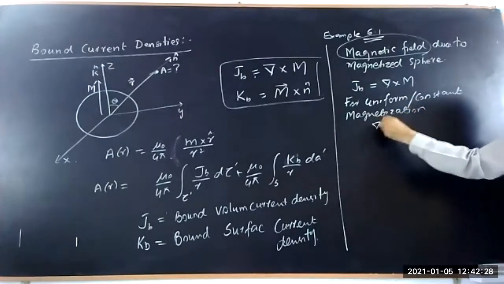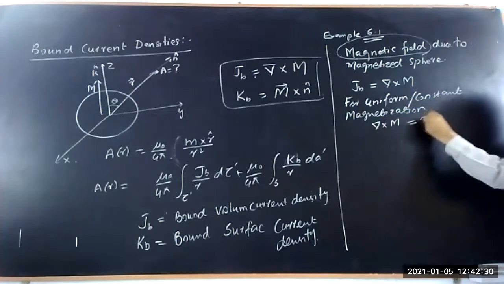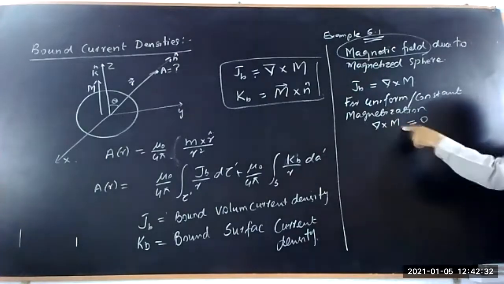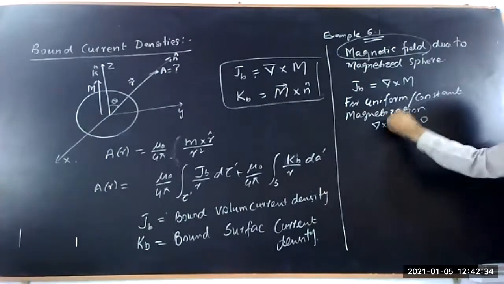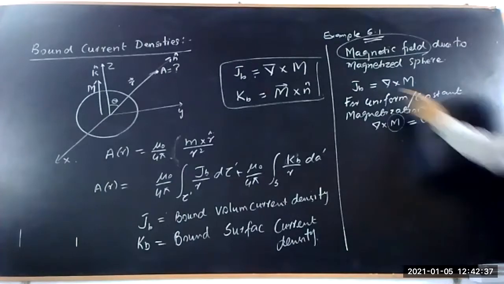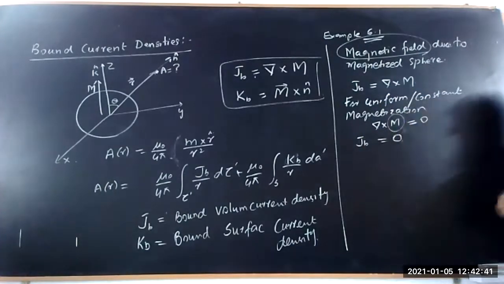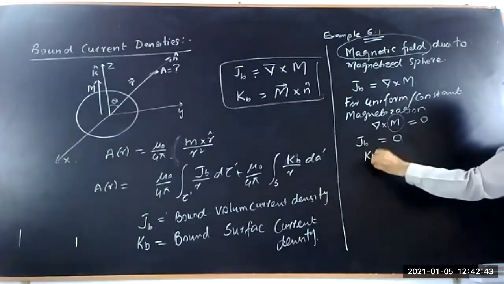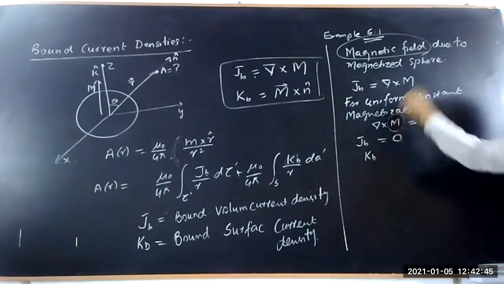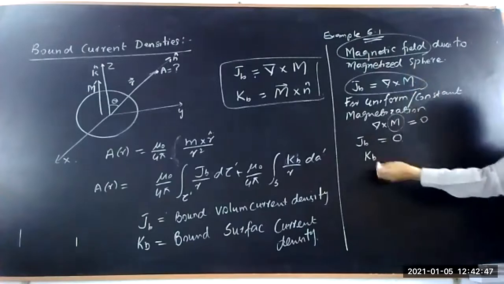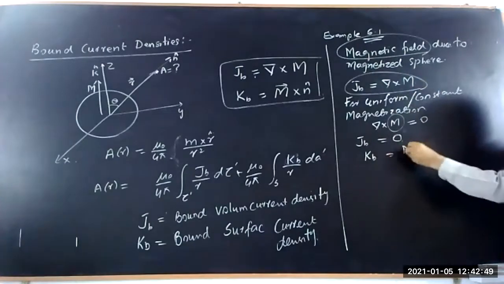Curl of M is equal to 0. It means the rotation of M is 0 because this M is uniform. So therefore J of B is equal to 0. The second thing is K of B. It means we have to find this, and this K of B is equal to M cross N.